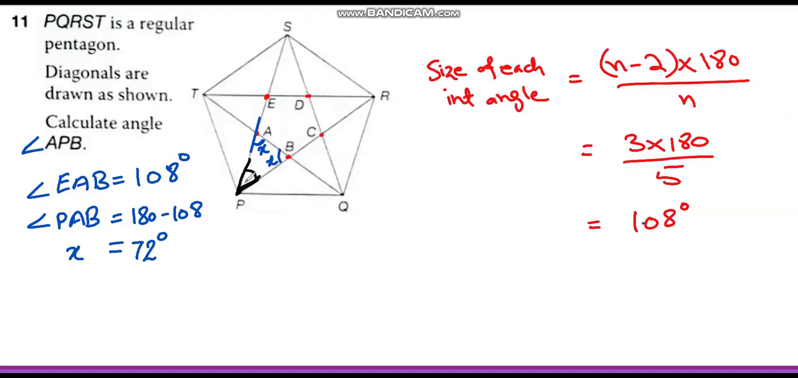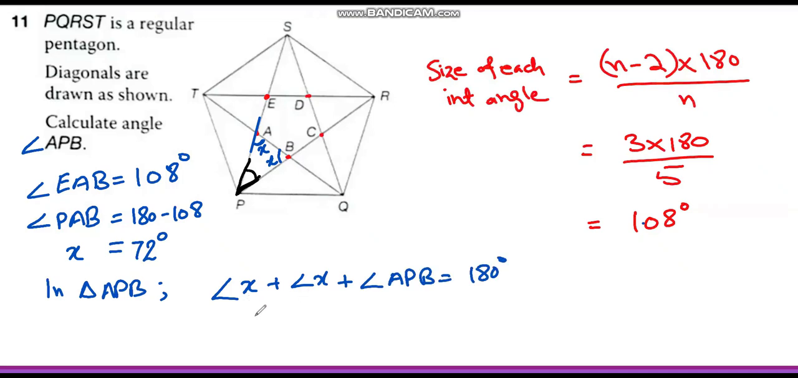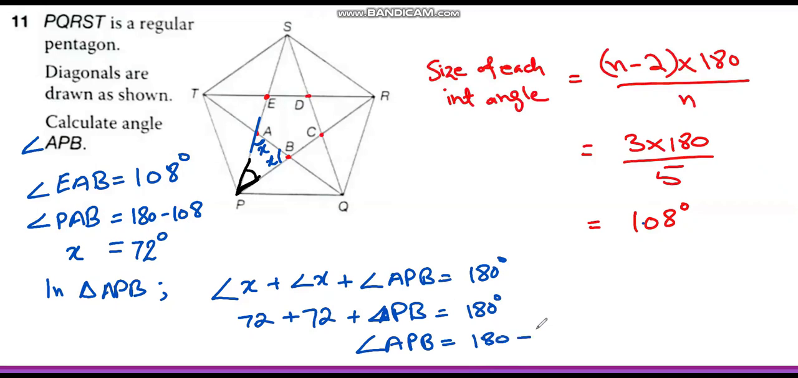So we can easily calculate the size of APB by writing the equation that the sum of all angles in a triangle should be 180. We know the size of X, which is 72 and 72 degrees. We can easily calculate the size of APB. That will be APB equals 180 minus 72 minus 72, and that will be angle APB equals 36 degrees. Now let's proceed to the next question.